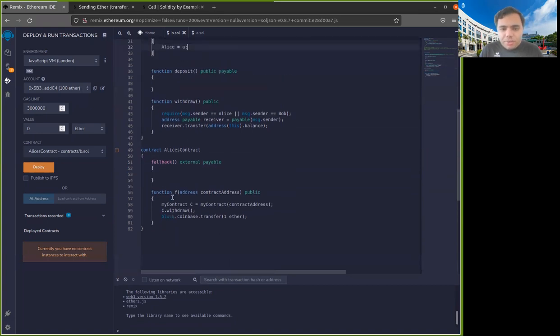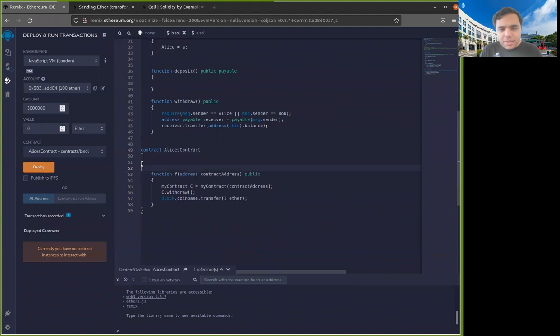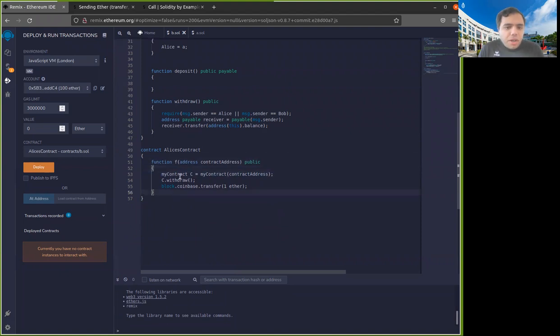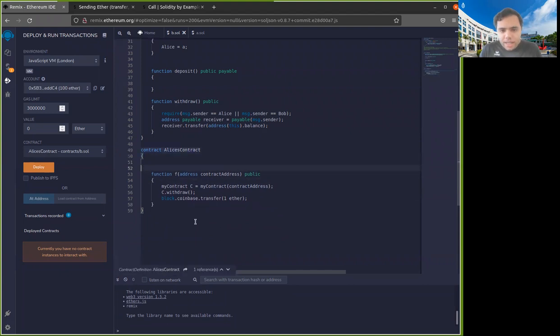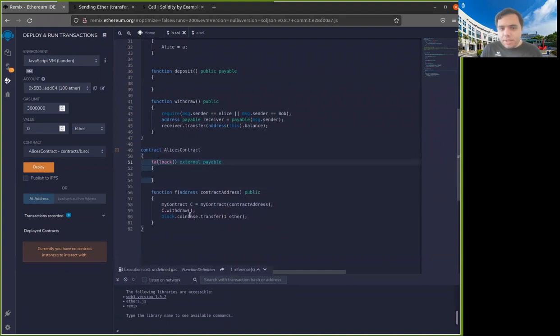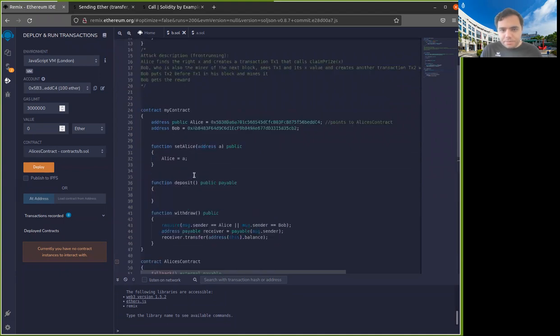And by the way, if you don't have fallback, which was one of the problems that I had last session, and I was too sleepy to figure it out, you cannot send money to this contract, right? Because if my contract just looks like this, there are no payable functions here in Alice's contract, so no other contract or no other person can send money to this contract. So I actually need to have the fallback for that. Okay.